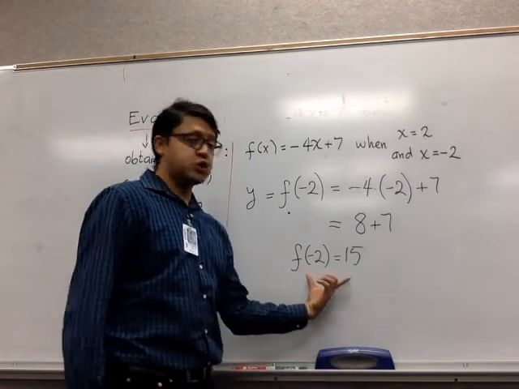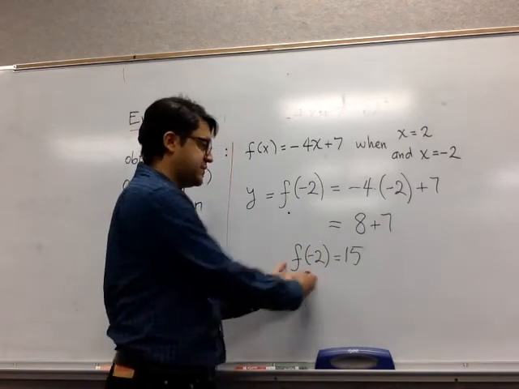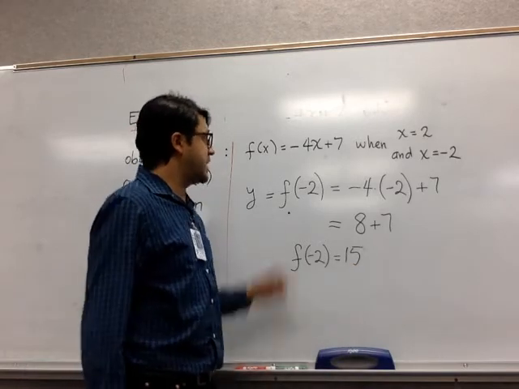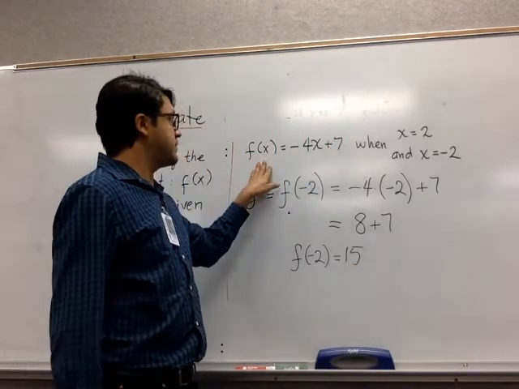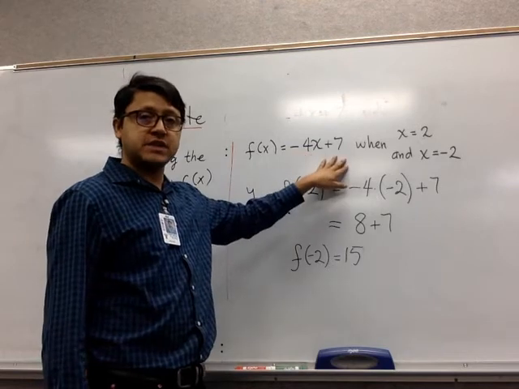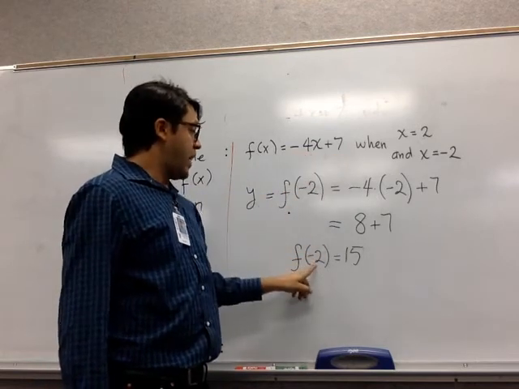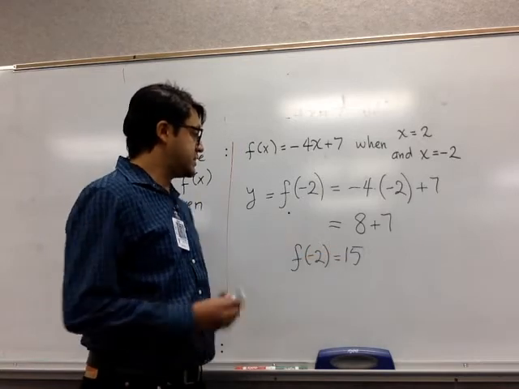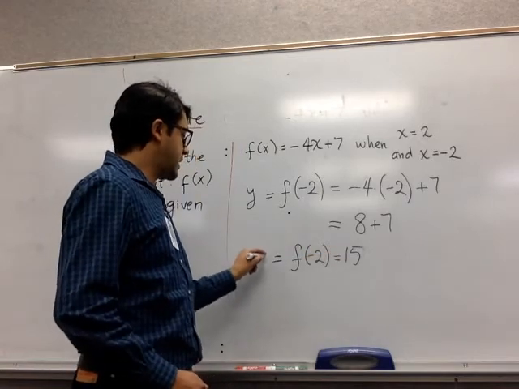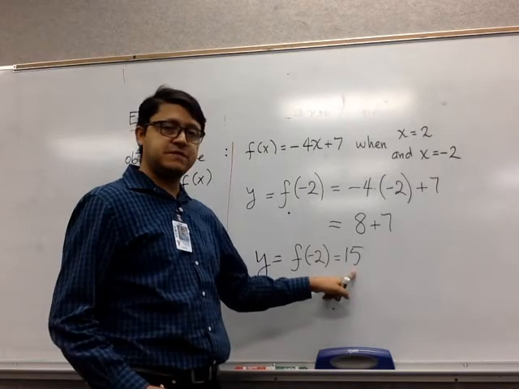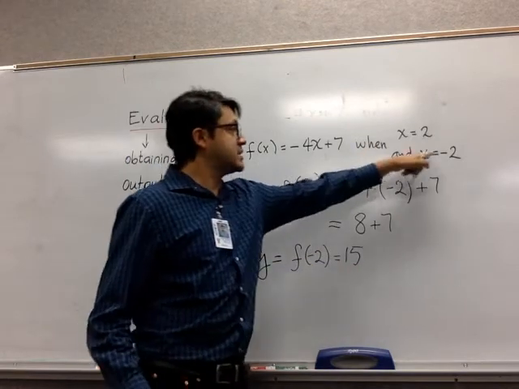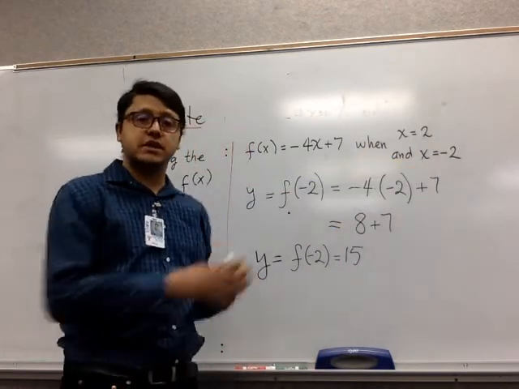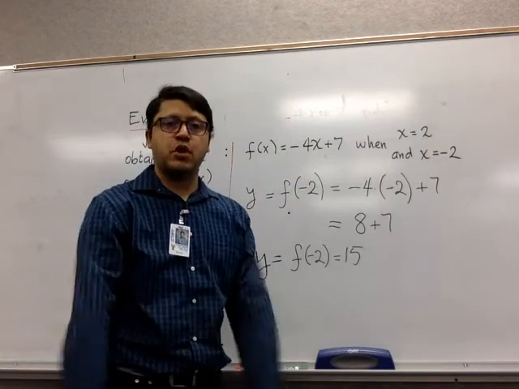And let's interpret this solution, or this final step. This means that this function, f of x equals negative 4x plus 7, when the input is negative 2, the y value is 15, so I can also write it like this: y is 15 when x is negative 2. And that was the second example for this first part. Okay, that's it.